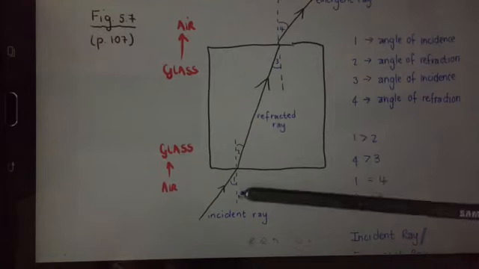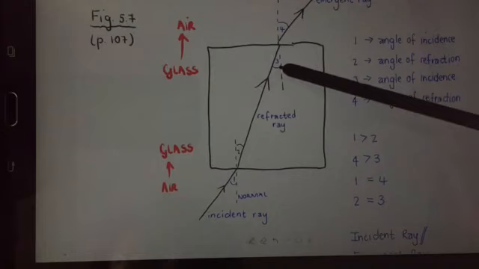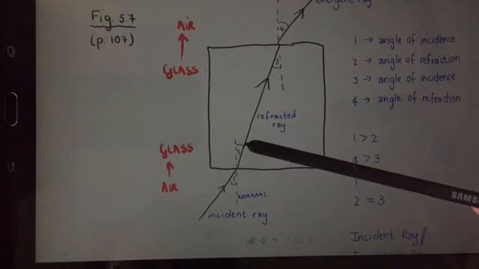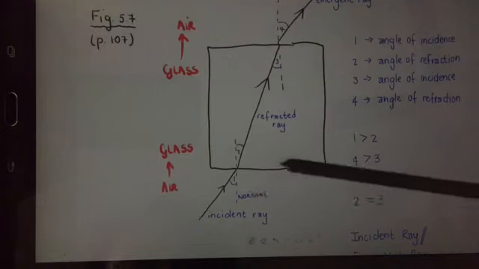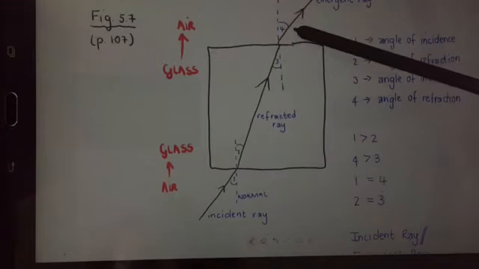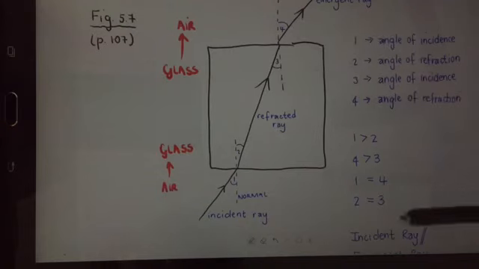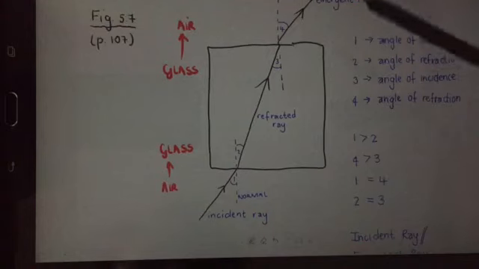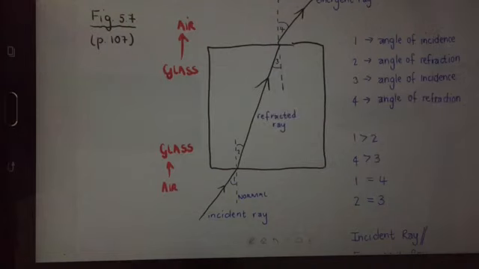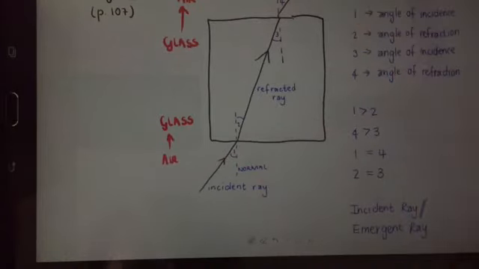In this diagram, I've labeled this number 1, so that's my angle of incidence. That is the angle of refraction. That's the angle of incidence again, and that is the angle of refraction. And because here it bends or is refracted towards the normal, angle 1 is greater than angle 2. And here, because it's refracted away from the normal, angle 4 is greater than angle 3. But please make note of the fact that angle 1 is going to be equal to angle 4 and angle 2 is going to be equal to angle 3. And then also, your incident ray and emergent ray will end up being parallel to each other.